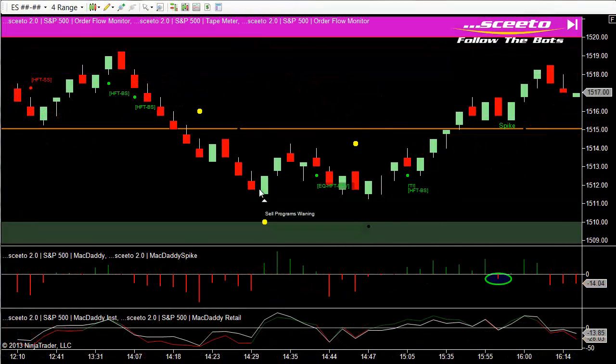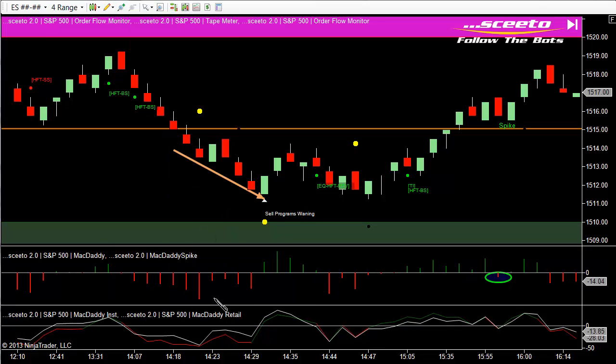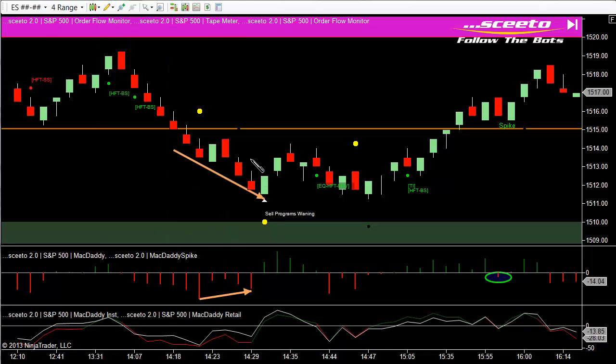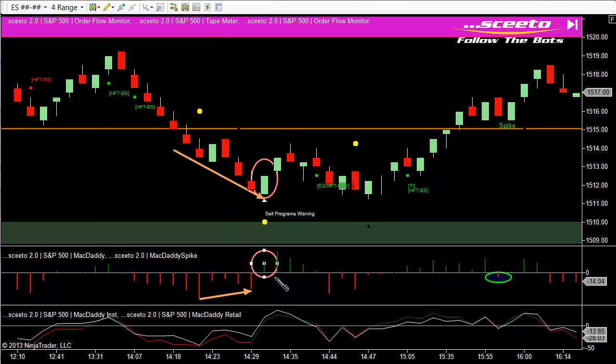Here I've zoomed into the low coming down to that 1511.5 area, and what you see here in MACD is exactly what you want to see. You see a lower low in price, but you see a divergence, a higher low in MACD. Also at your low bar here we have bullish MACD, and that's exactly what you want to see at the end of a move.